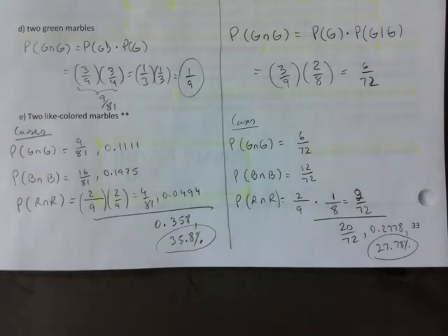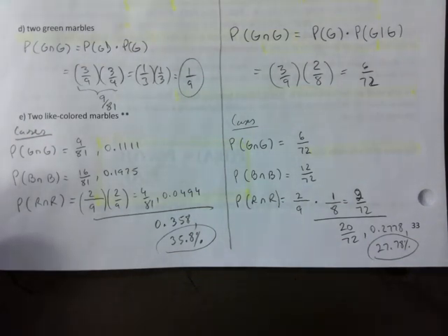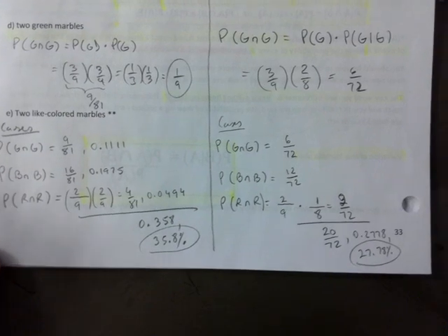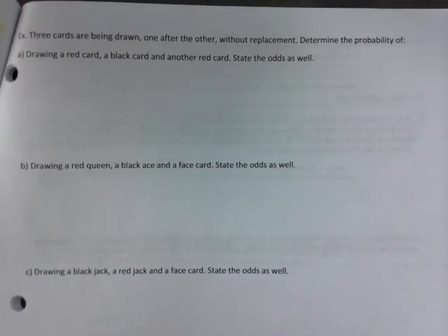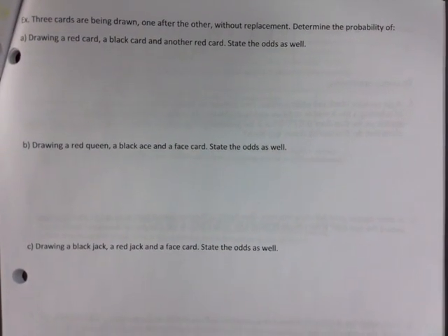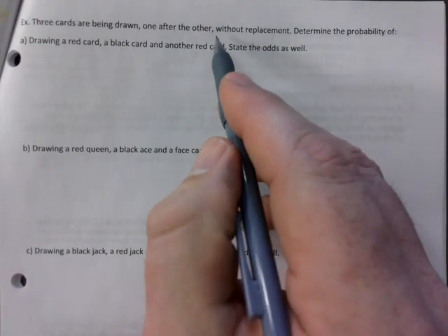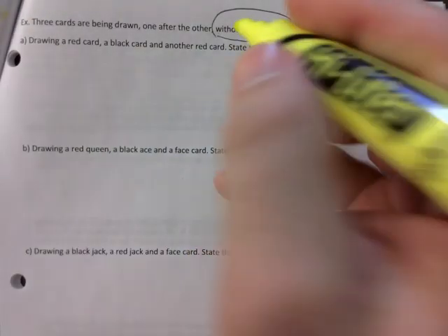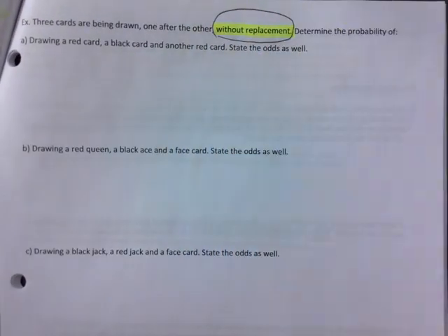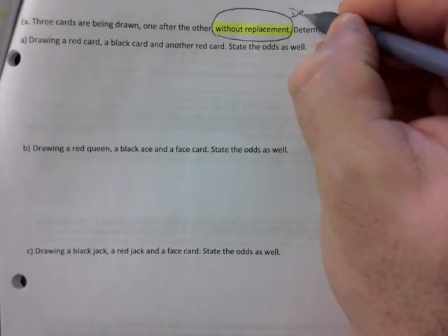One more go using cards. So go to 34. Oh, it's stating odds as well. Yay. Thank you for making my Monday. 3 cards are being drawn, one after the other, without replacement. Even if you're asleep, you should be like, oh, okay, what does that mean? Dependent events. That's what that means.